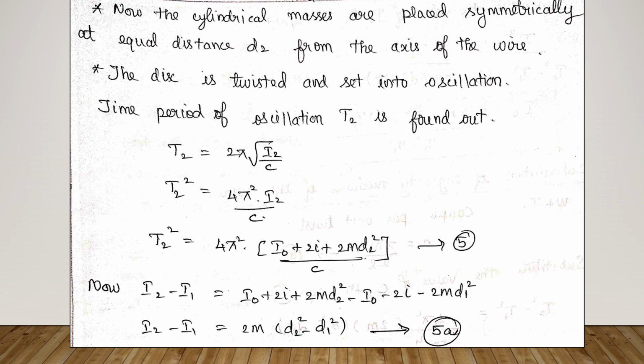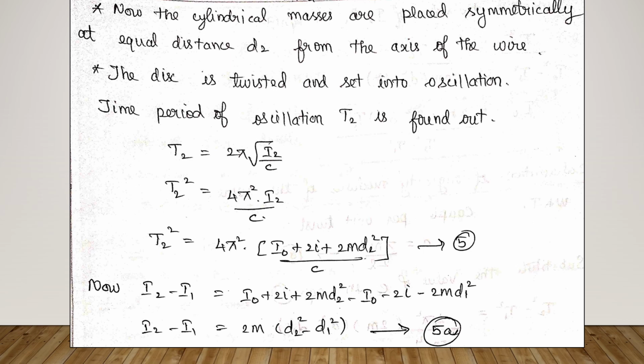So like the previous case, we are squaring this equation. T2 square is equal to 4 pi square I2 by C. So T2 square is equal to 4 pi square into, instead of I2, I have substituted this value from parallel axis theorem, I0 plus 2I plus 2m d2 square. In the case of T1, I have written 2m d1 square. But here in the case of T2, I have written 2m d2 square, divided by C.